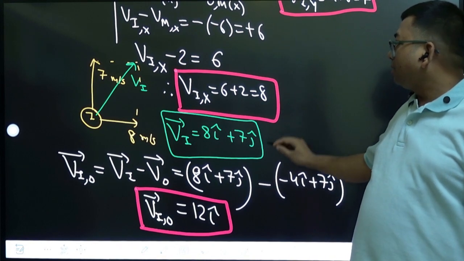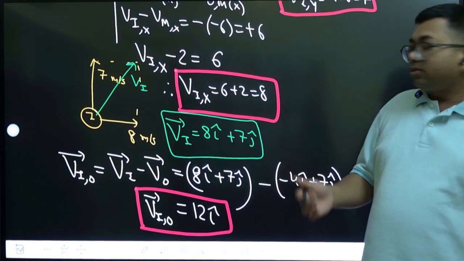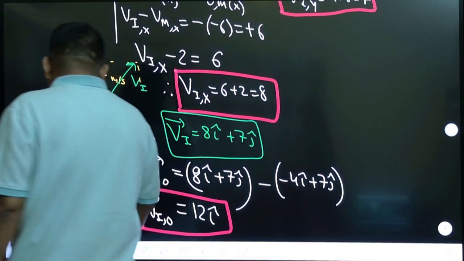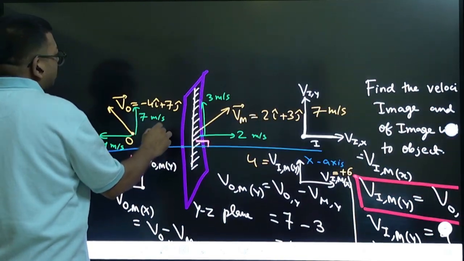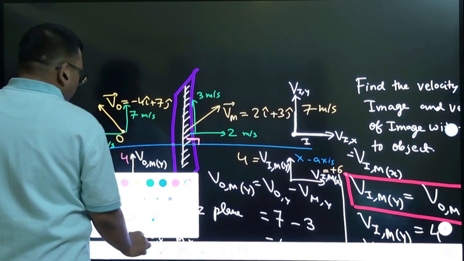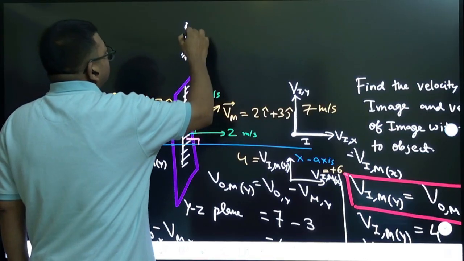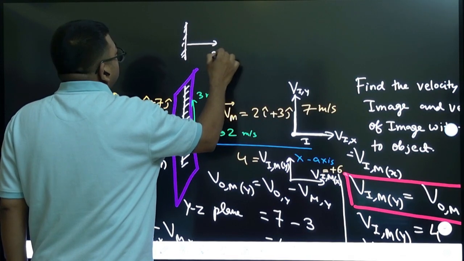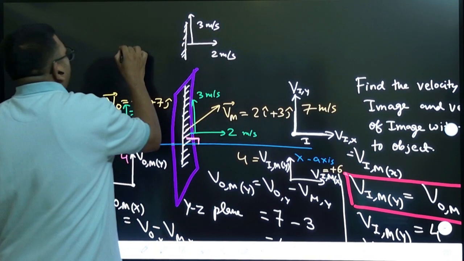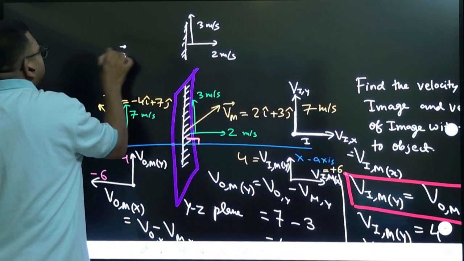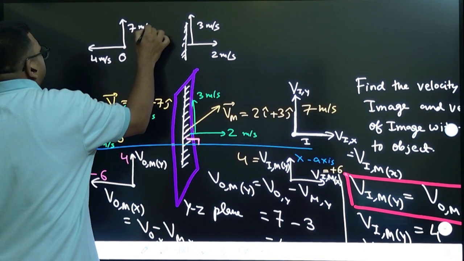We have got the answer. This is image velocity, this is image with respect to object. But let us do the fast calculation here. I will draw this diagram again and we'll do it fast. If you see this mirror, the mirror has velocities along this direction 2 meter per second, along this direction 3 meter per second. The object has velocity in this direction 4 meter per second, in this direction 7 meter per second, right?